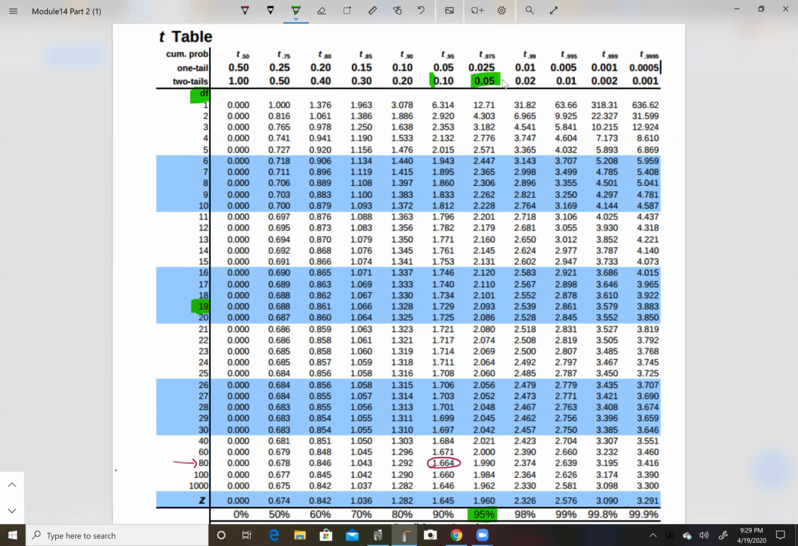And if you're only talking about one tail, it is 0.025. But regardless, the number we're looking for to put in our equation is, in this case, 2.093. So on the left-hand side is your degree of freedom. On the very bottom is your confidence level. And at the top, it's talking about the area that's left over for those tails, the same thing we were talking about in 14.1.